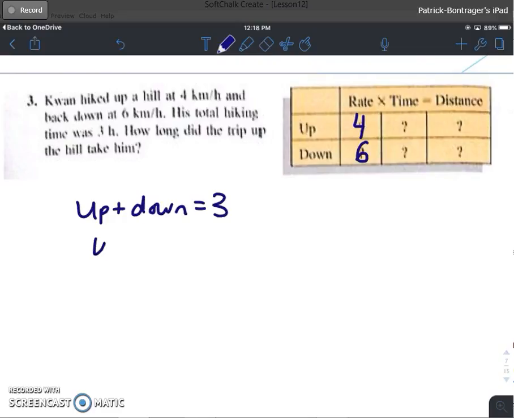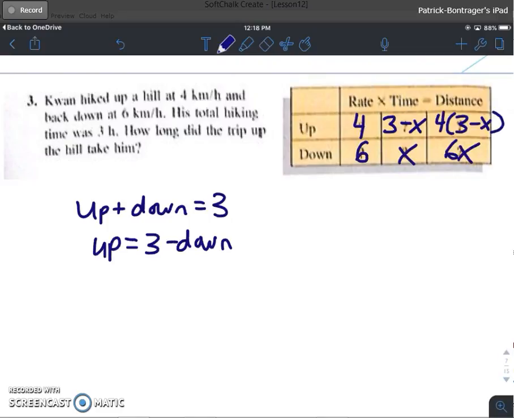So up equals 3 minus down. So let's go ahead and label down as x. Then up is going to be 3 minus x, or 3 minus down. Again, we get the last column by multiplying. So we get 4 times 3 minus x, and 6x.